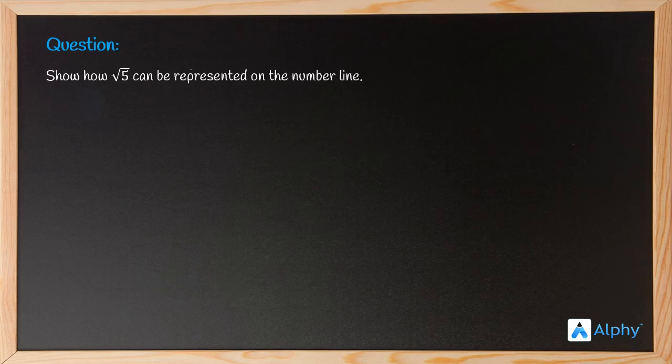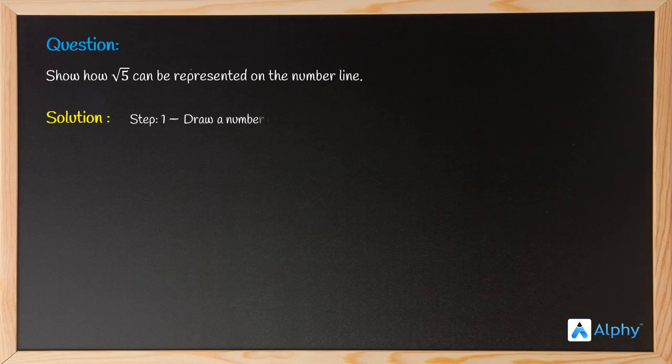Hello students, today we will be solving a question from the chapter Number System. The question says, show how root 5 can be represented on the number line. So it's a construction question where we have to show how we can plot root 5 on the number line. So let's see the solution.